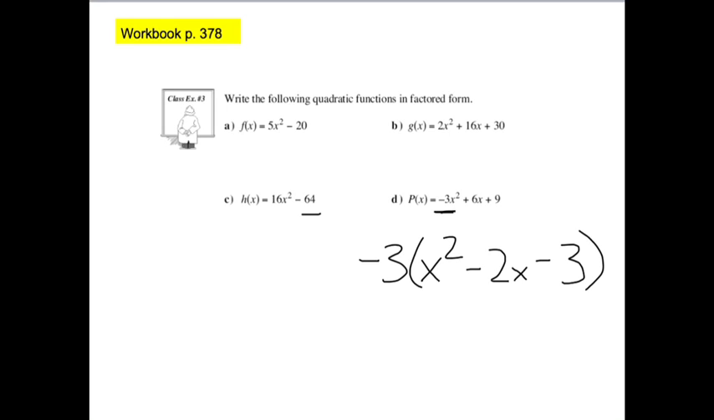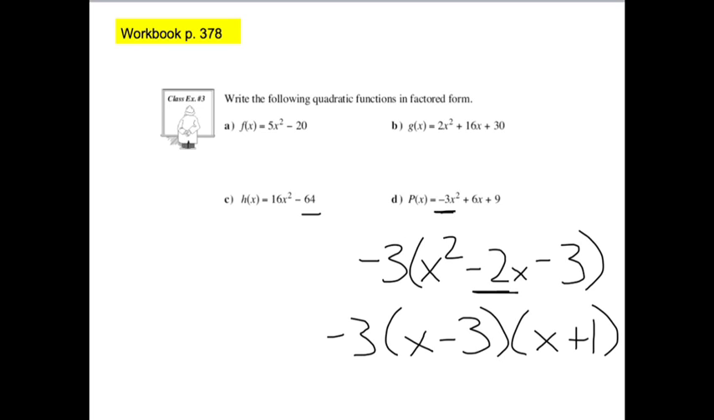Okay, so now that we've got that, what adds to give you a negative 2, but multiplies to give you a negative 3? Well, obviously you're going to need a negative and a positive, and since the middle number is negative 2, probably you want the bigger number being a negative. So you're going to be left with x minus 3 and x plus 1, because negative 3 times 1 is negative 3, but if you add those two numbers together, you should get a negative 2.